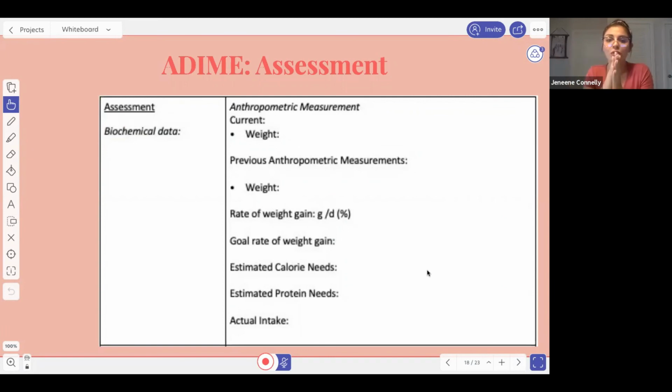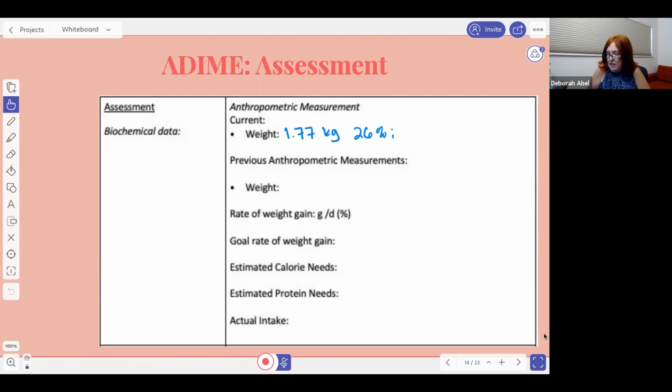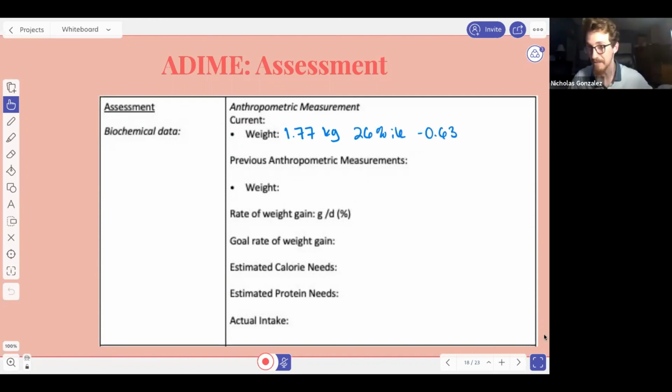So we have really just done all of this work in our nutrition assessment, right? So we have our current weight, which is 1.77, correct? Mm-hmm. So guys, all we're doing is just filling this out because we literally just worked all of this out. So you're going to put your percentile and Z-scores in there too. So 26 percentile and negative 0.63 Z-score. Thank you. I did not have that available.